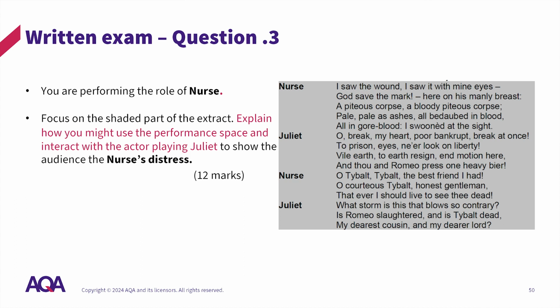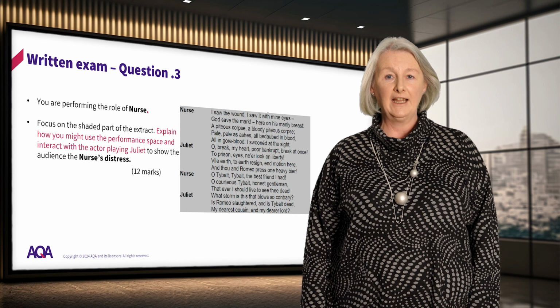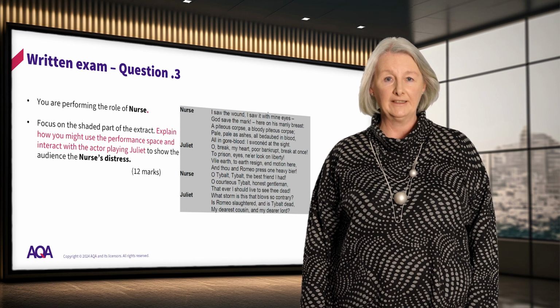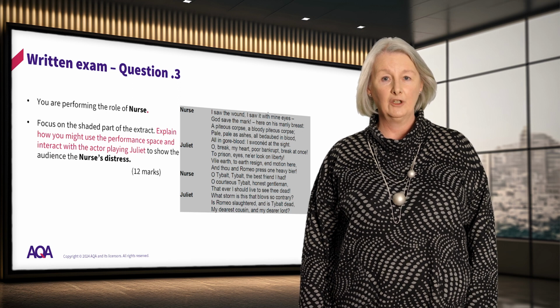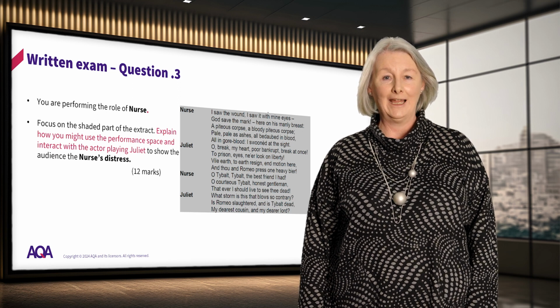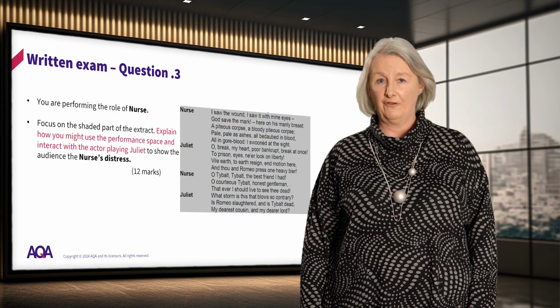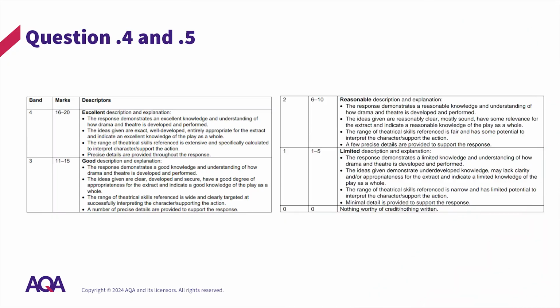You are performing the role of a named character, focus on the shaded part of the extract, explain how you might use the performance space and interact with the actor playing, second character's name, to show the audience a particular feeling, emotion, effect. The Point 4 and Point 5 questions also have the same wording, as you can see here on the screen. These questions are more demanding as they are worth 20 marks.